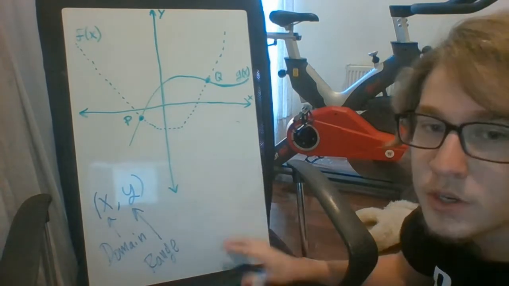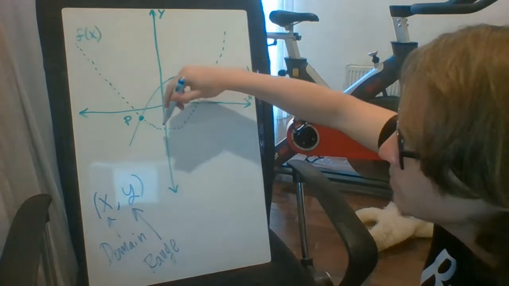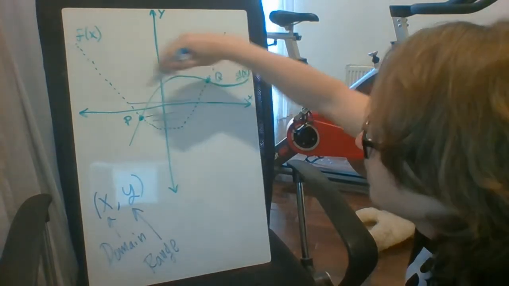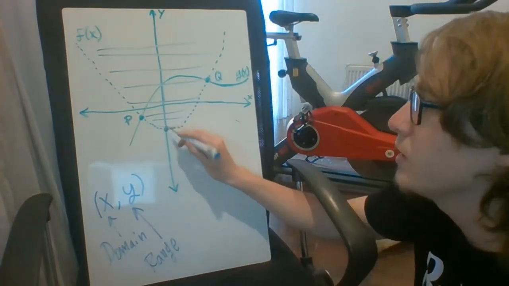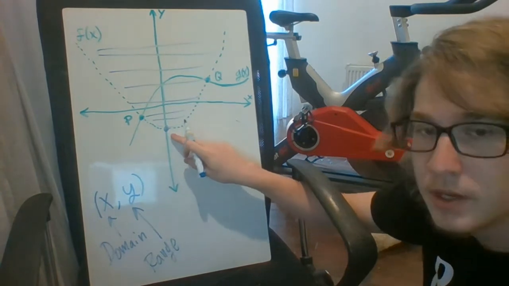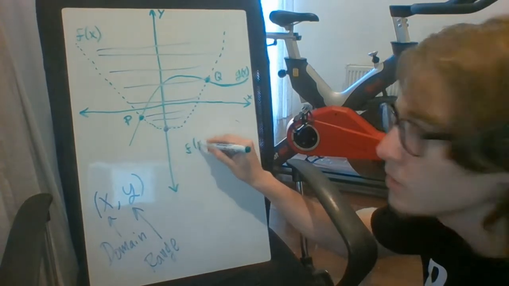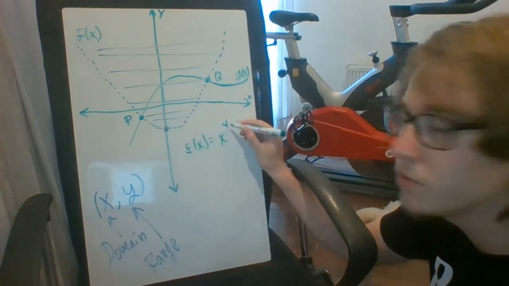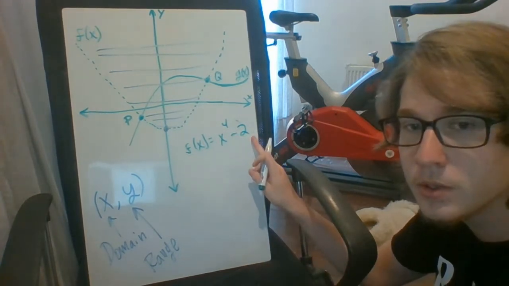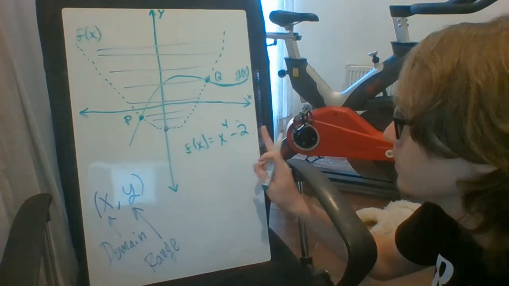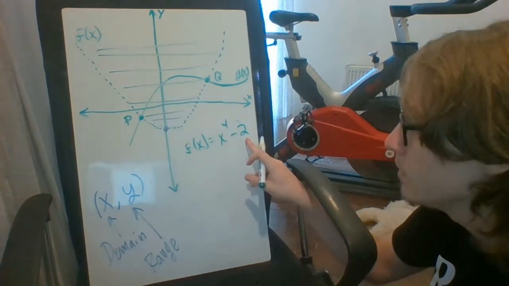Part A is asking for the range of f. So f of x, visually speaking, we know that it's going to be all of these values. So the tricky part is figuring out what value this has. We know that f of x is x to the fourth minus 2, and the 2 not having an x next to it means that this is going to be the y-intercept.